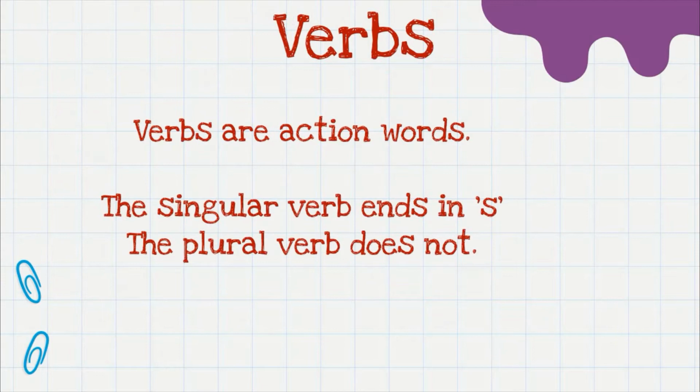We have learnt about verbs when we studied about the parts of speech. If you haven't already watched it, you can find a link to the video on the parts of speech in the description box below. Well, we learned that verbs are action words and they tell us what action is being performed. And as we have learnt in the previous slide, the singular verb ends in s while the plural does not.